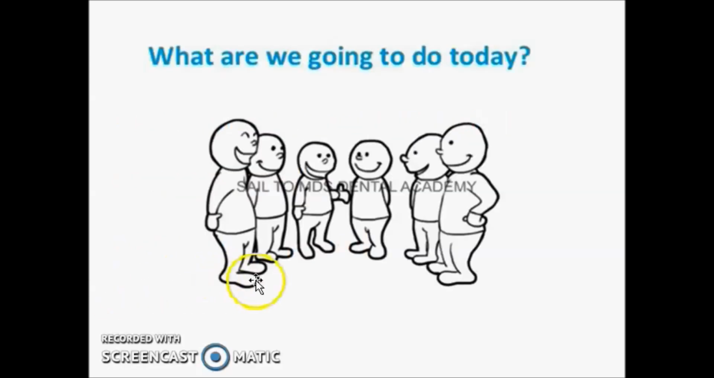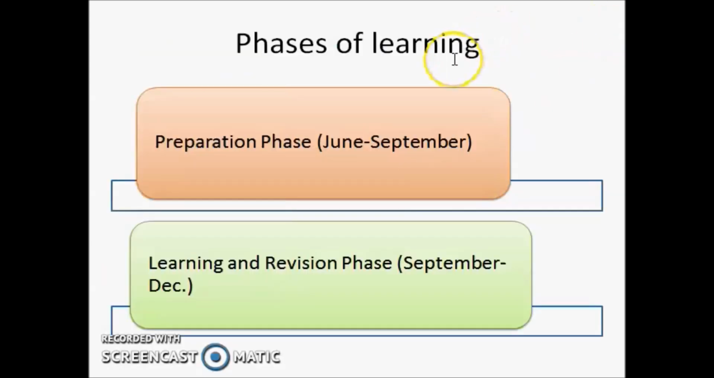So what are we going to do today? We are going to discuss how you have to proceed for your NEET preparation. So friend, we have in our academy 2 phases of learning, that is the preparation phase learning, and second is the revision phase. So in this preparation phase from June to September, I will help you and I will teach you each subject one by one. So all 21 subjects we will see from June to September.